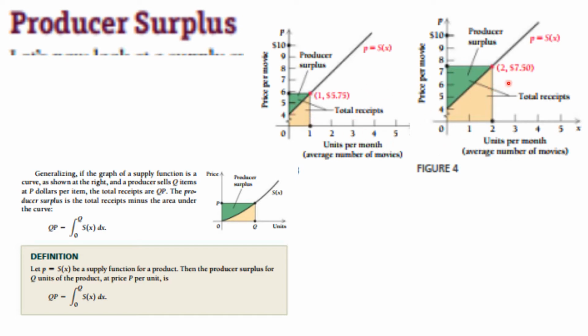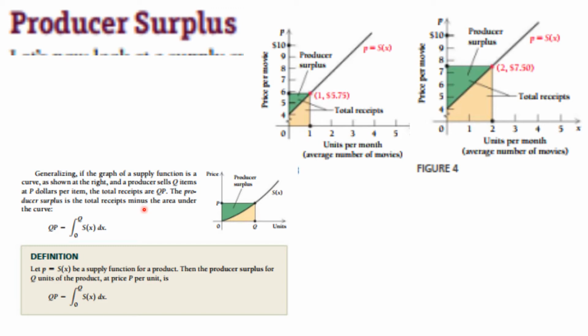Similarly, if we go to 2 at 7.50, then the area here is 15, but some would have been willing to do these things for a lower price, and so this is how much more they made. This is called the producer's surplus.